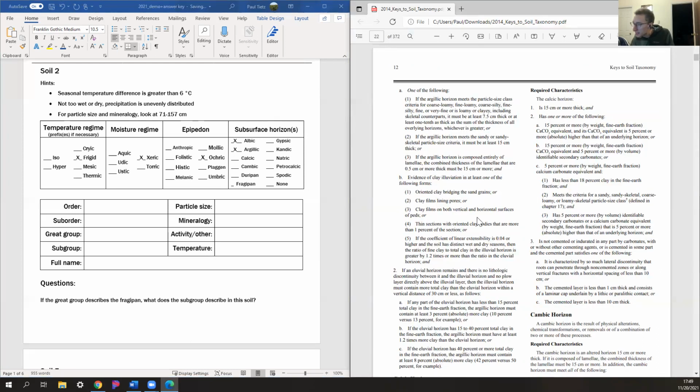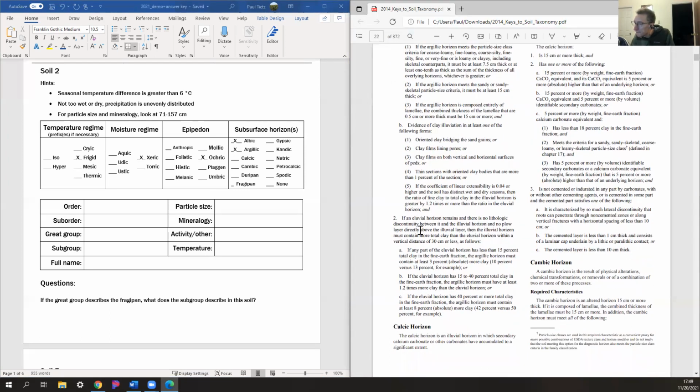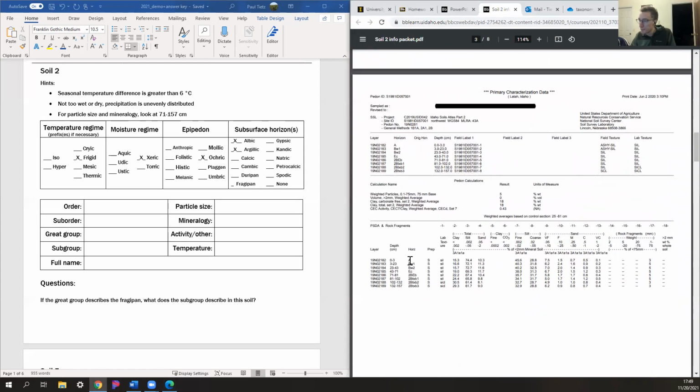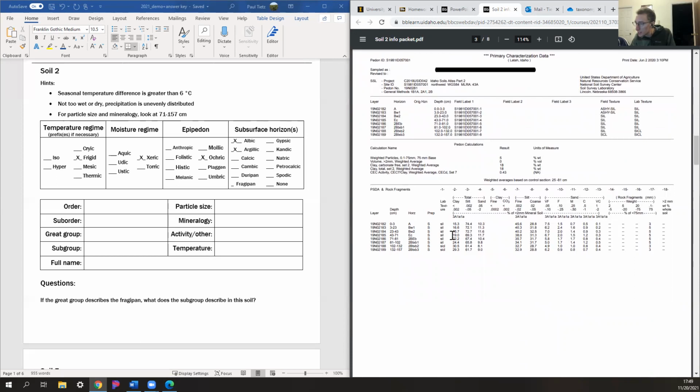Is there anything else we need to consider here? If an eluvial horizon remains, so we've got that E horizon, and there's no lithologic discontinuity or change in parent material between it and the illuvial horizon, no plow layer, right? Then it must contain more total clay than the eluvial horizon within a vertical distance of 30 centimeters or less. So let's look at our depths now in the lab data. Our E horizon goes to 71 and our clay percentage is 19. And then within 30 centimeters, looks like we're up to one of these two horizons here. Our clay percentages are 22.5, 22.2 and 24.4.